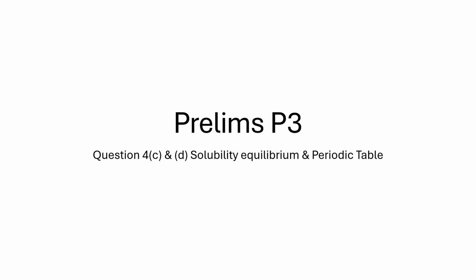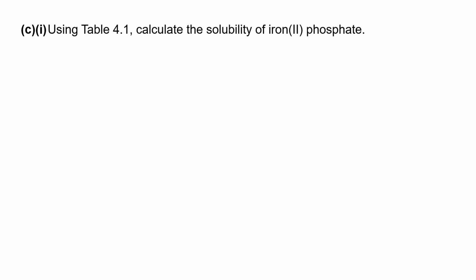Alright, good morning J2s. I'll be going through question 4 on prelim paper 3 on solubility equilibrium as well as periodic table questions. Okay, so 4C part 1, using table 4.1, calculate the solubility of iron 2 phosphate.